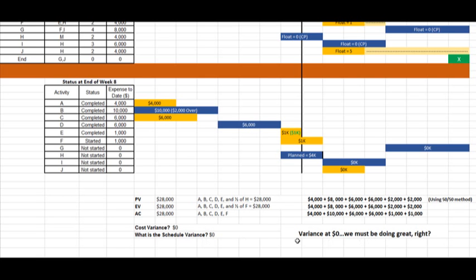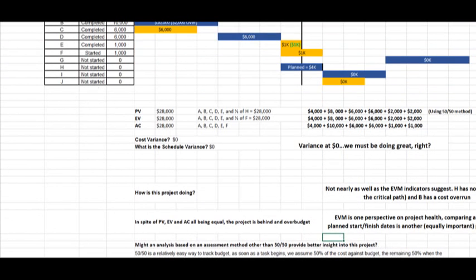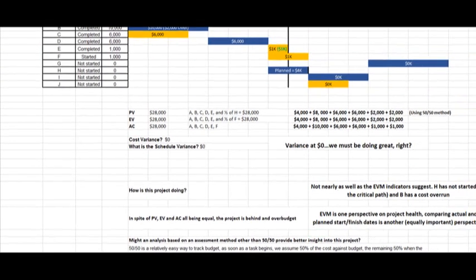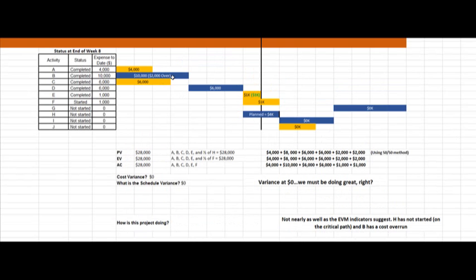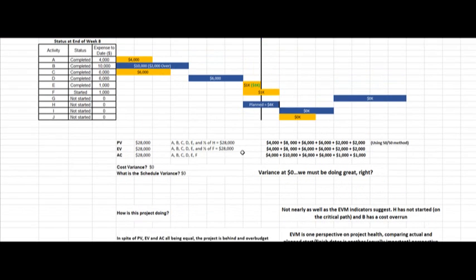We must be doing great, right? Raise your hands if you all think we're doing great in the project. We actually aren't, because we're really not doing as well as the EVM indicators suggest. H on the critical path is not started, and B has a cost overrun, right? If we go up just a hair here, B is $2,000 over.